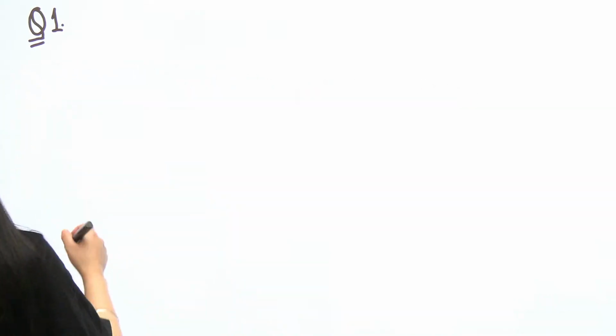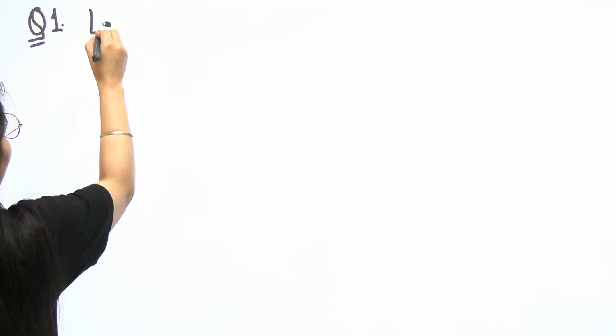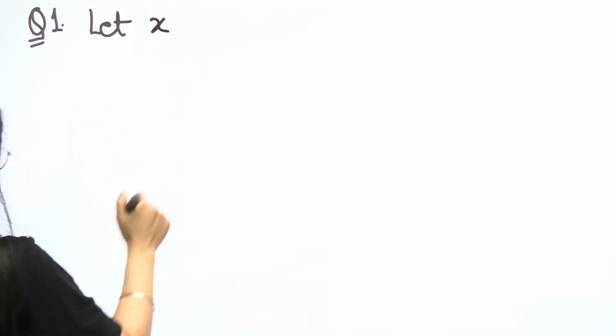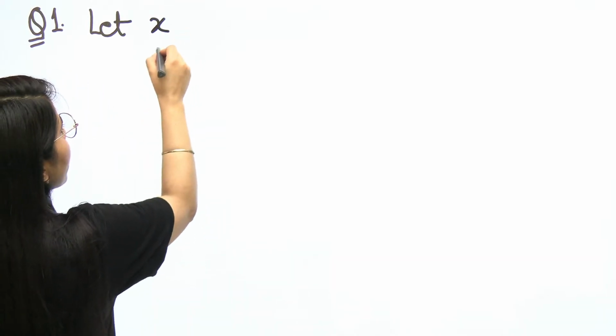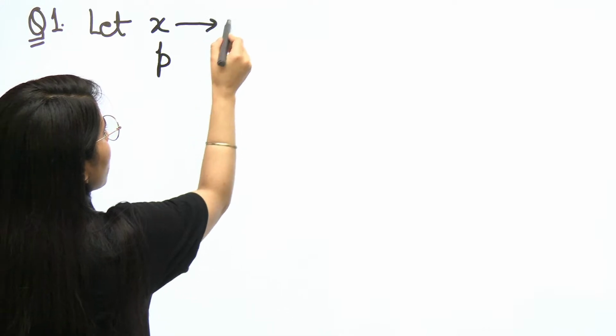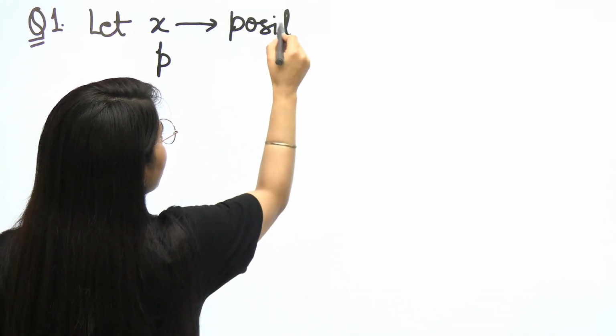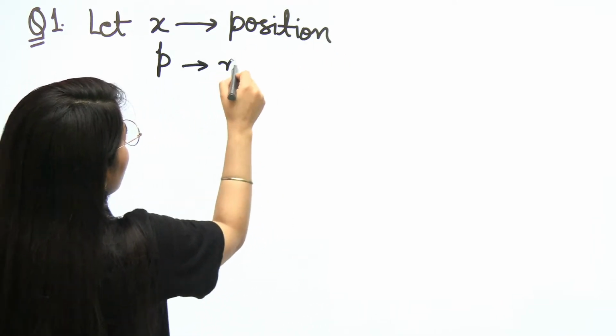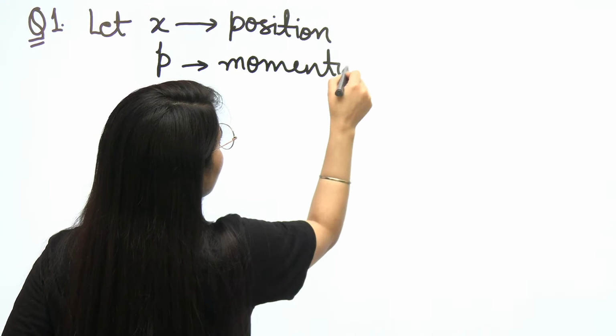Just a second guys, I have to make a little change. We are going to have x and p. What is the x here? That is the position operator. Clear? And p is the momentum operator. So x represents the position operator and p represents the momentum operator. These are the two operators and their notations have been given to us.